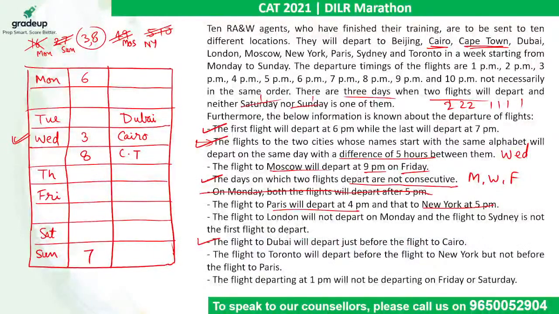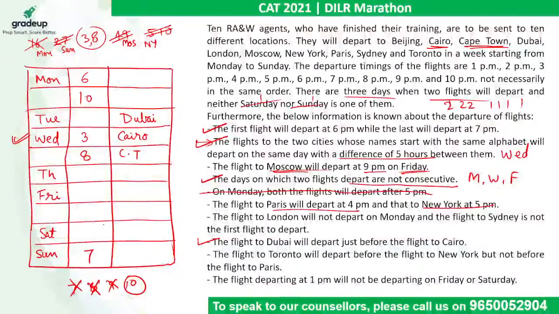Acha, now see this. On Monday, see this thing. देखो 7 6 के बाद ही जाएगी, ठीक है? It will go after 6. 7 is not possible क्योंकि वो संडे को जा रही है. 8 is not possible because ये वेंसडे को जा रही है. 9 is not possible because it is Moscow on Friday, right? So that is why the second flight will go at 10 p.m. ठीक है? 7 is not possible because ये भर गया, 8 भर गया. 9 not possible because मॉस्को को जा रही है, so 10 p.m.